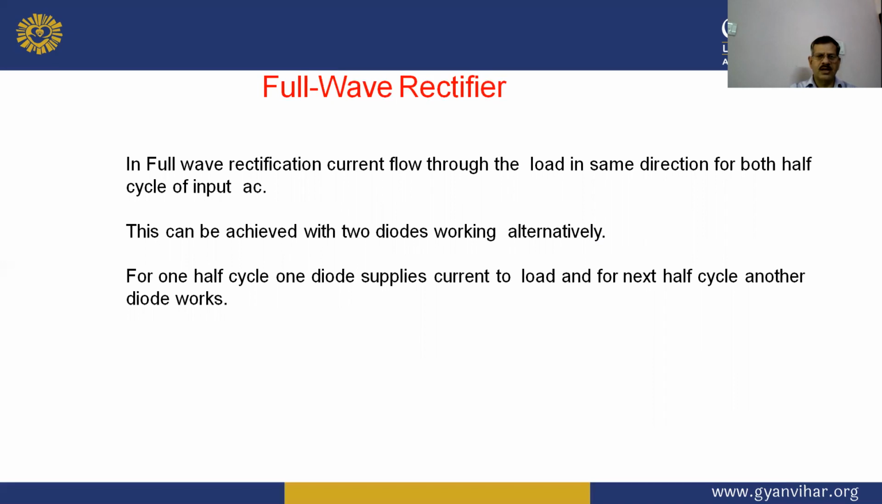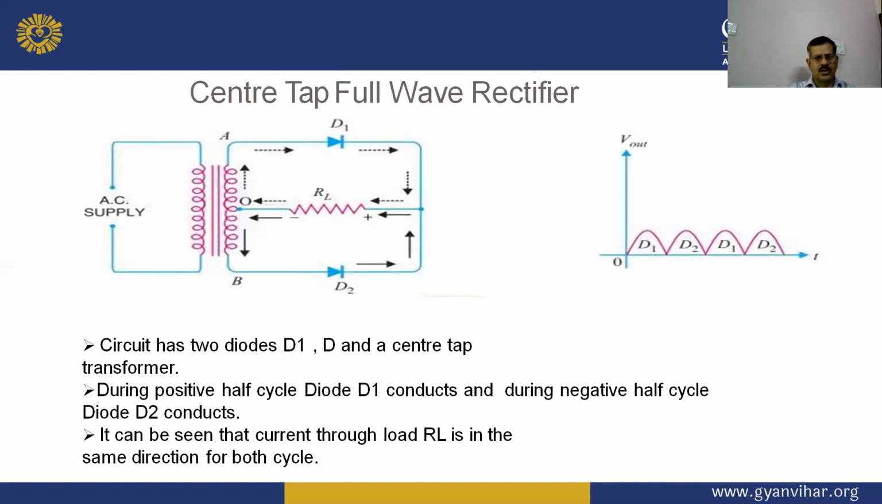But in a half wave rectifier we use only one diode. For one half cycle, one diode supplies current to the load, and for the next half cycle the other diode works. So two diodes work, one for the first half cycle and the second for the second half cycle. That is the circuit diagram for the full wave center tap rectifier.